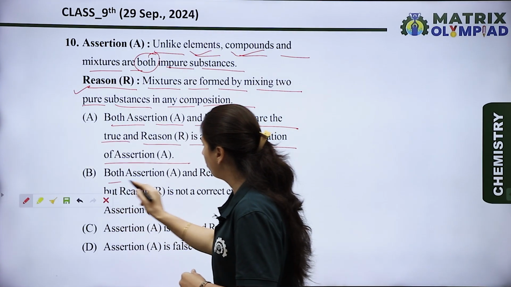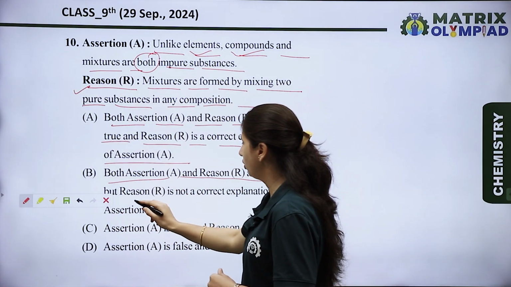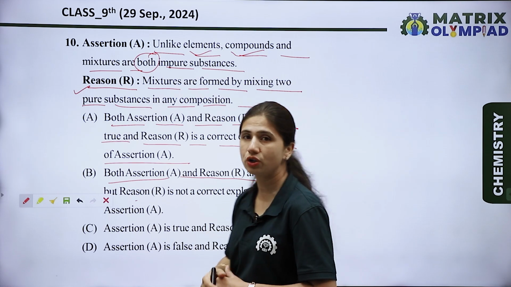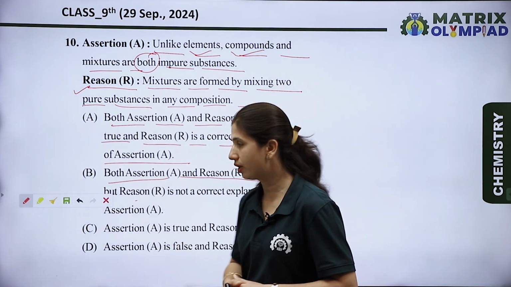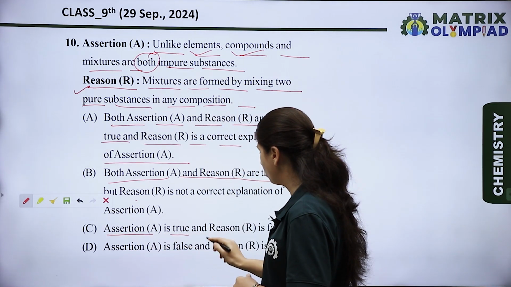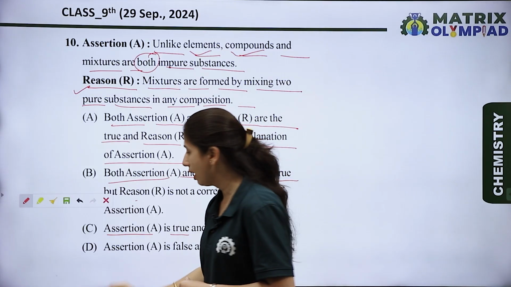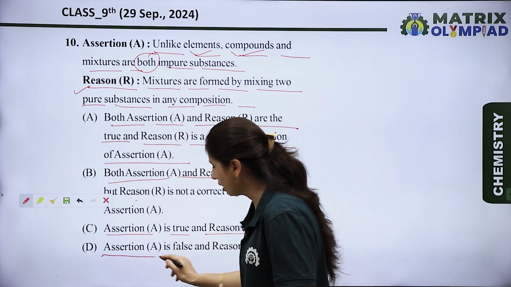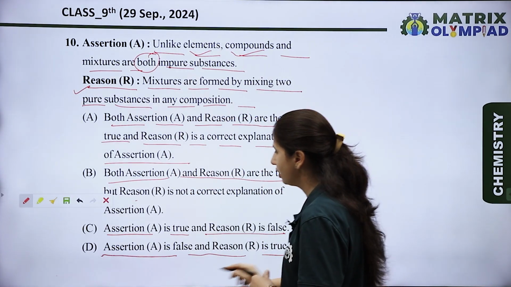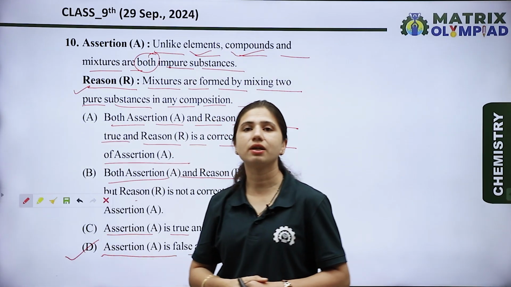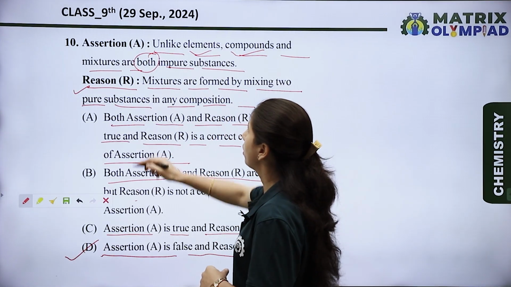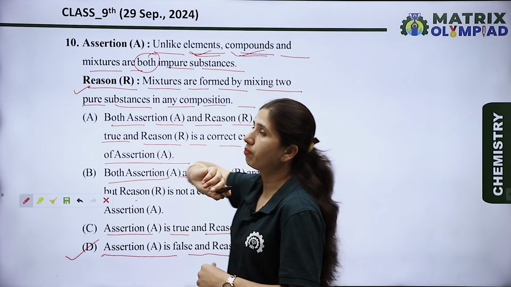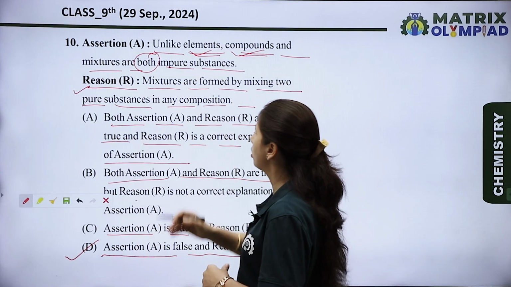Now the next option: both assertion and reason are true and the reason is not a correct explanation of assertion. This option is also wrong. Assertion is true and the reason is false. No. Now let's see the next option: assertion is false and the reason is true. Yes, D is the right option for this question, because elements and compounds are pure but mixtures are not pure substances.